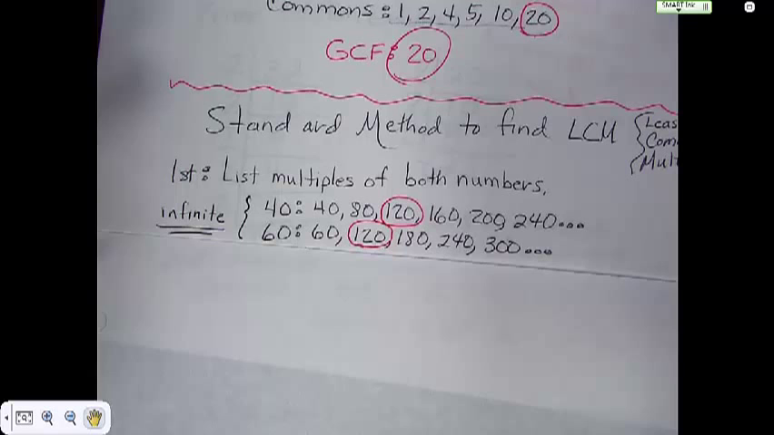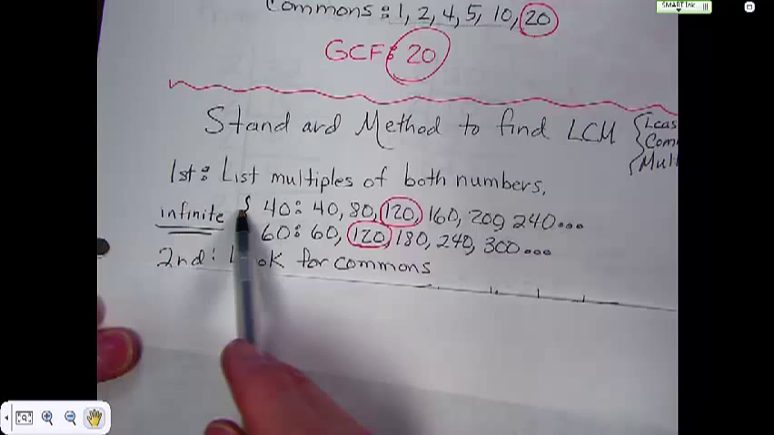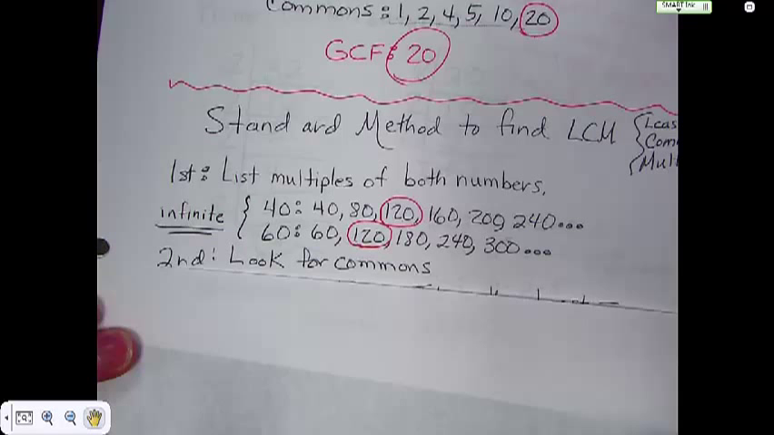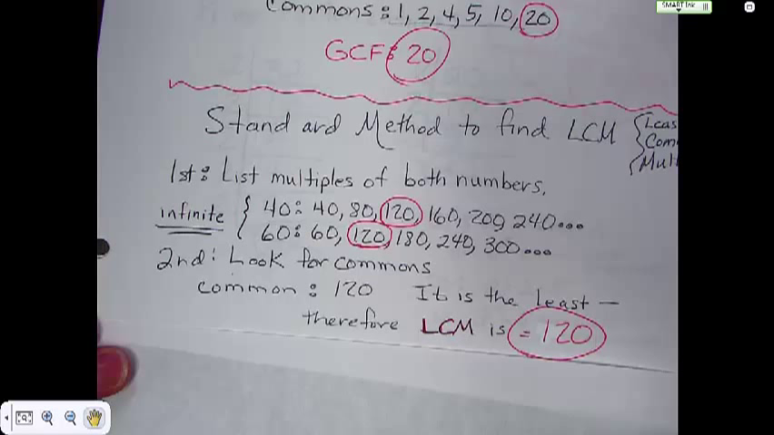Then you would look for commons between these two lists. The first common one I run into is 120, so I circle both of them. 40 goes into 120, and 60 goes into 120. It is the smallest number that both of them go into, and therefore the LCM, least common multiple, is 120.